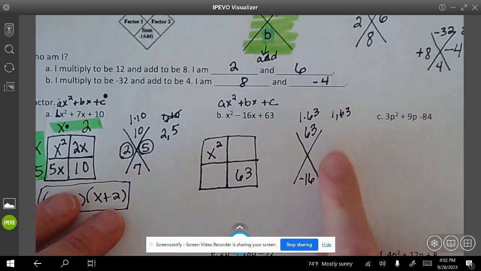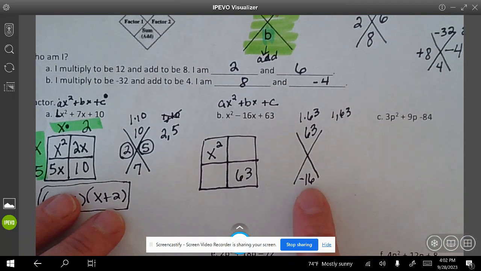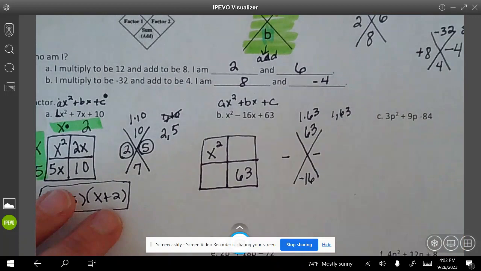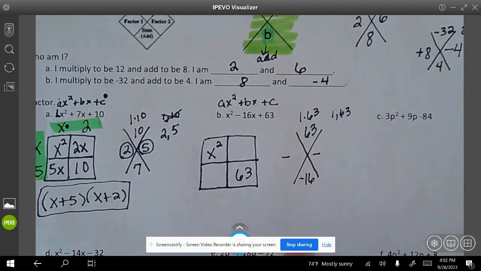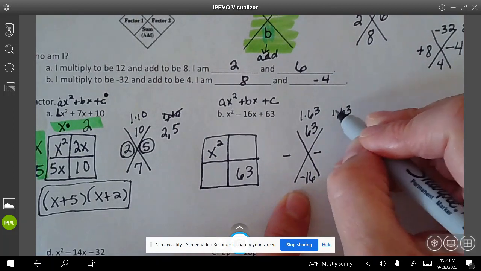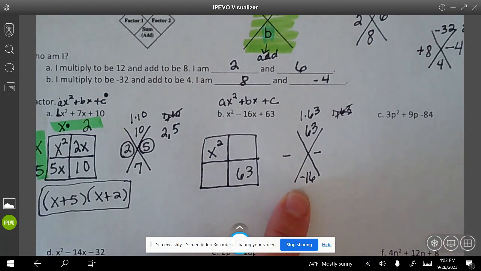1 and 63. Now, let's talk about our signs. If the 16 is negative and the 63 is positive, that means both of my signs have to be negative down here, which means I'm adding to get this 16. Okay? All right, 63 and 1 is 64, so that doesn't work.